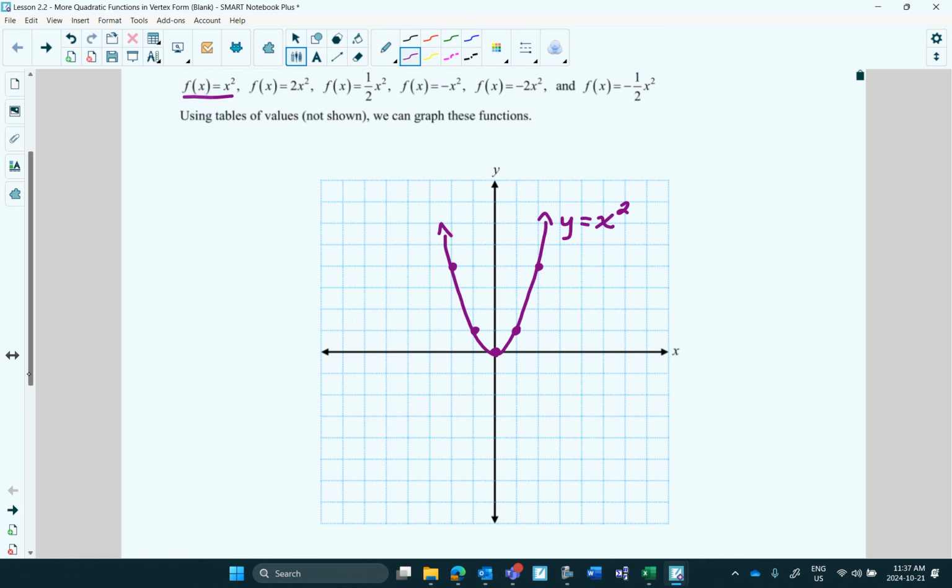If we did a table of values for 2x squared, it would look like this. It would also have its vertex at 0, 0, because if you plug 0 in here, 0 squared times 2 is still 0. However, if you plug 1 in, what's 1 squared? Times 2? So that means instead of going up 1, it would go up 2. How much do you think it's going to go up on this side? 2 as well, right? Because it's symmetrical.